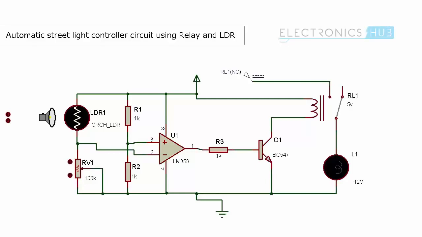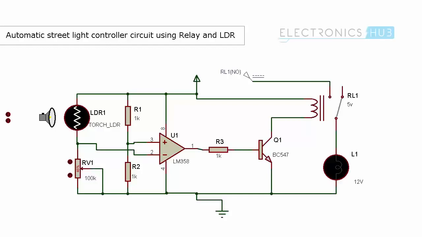I am going to demonstrate an automatic streetlight controller circuit using relay and LDR. The existing system provides a lot of power wastage as it is operated manually. So this system provides a solution for this. Streetlights are switched on and off automatically using this project.